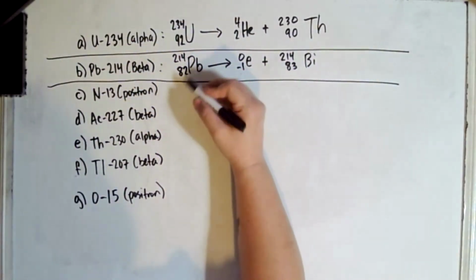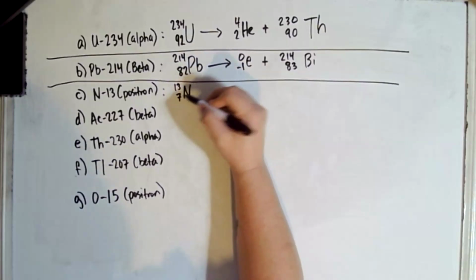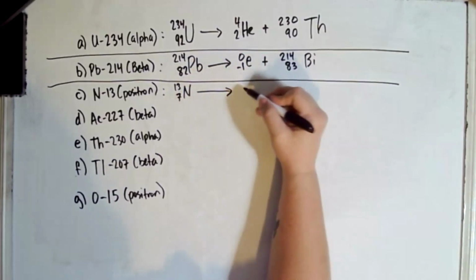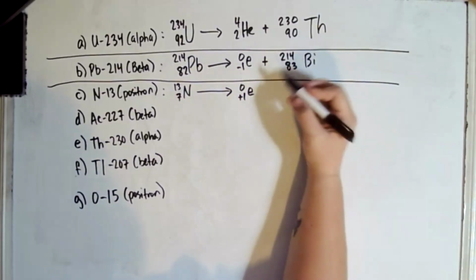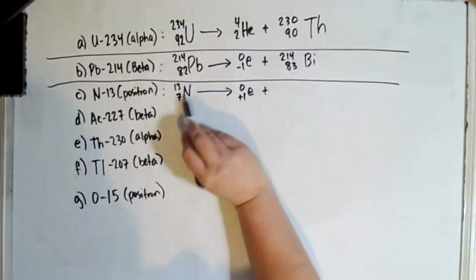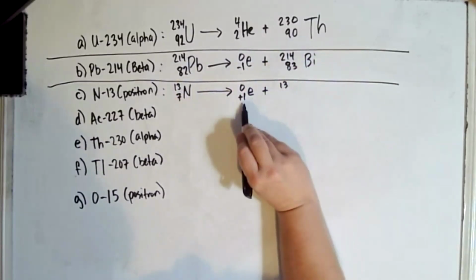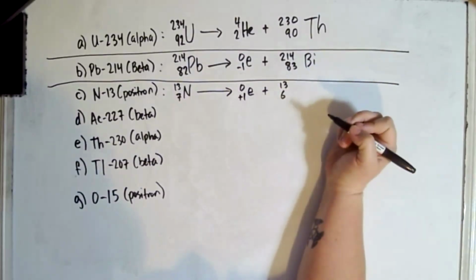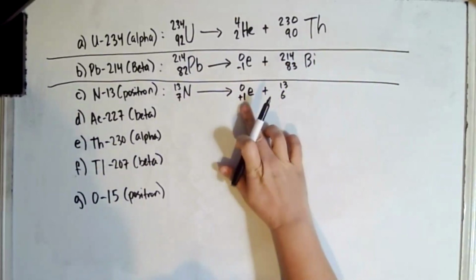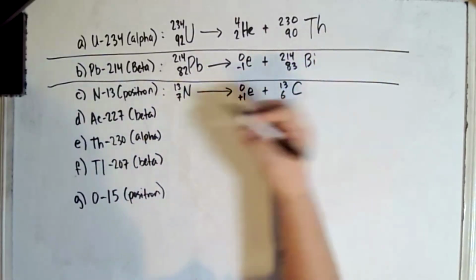Positron emission of nitrogen-13. Remember that our positron particle is the anti-particle of the electron, so it's going to be the exact opposite. Because we have a 0 here, we know that our mass number doesn't change. And because we have a +1 here, we know that our atomic number goes down to 6. So 6 plus 1 is 7. This is going to be carbon.